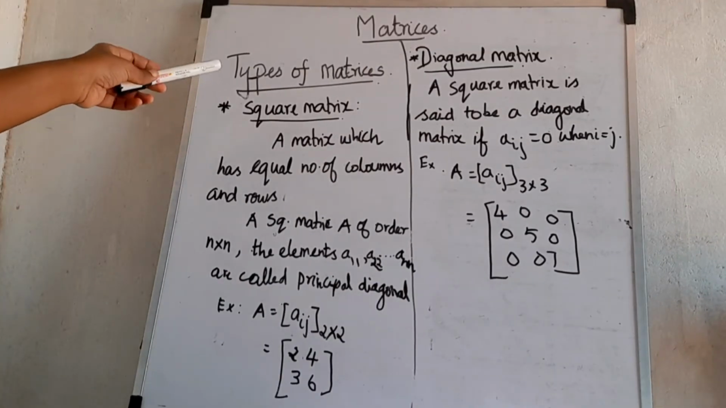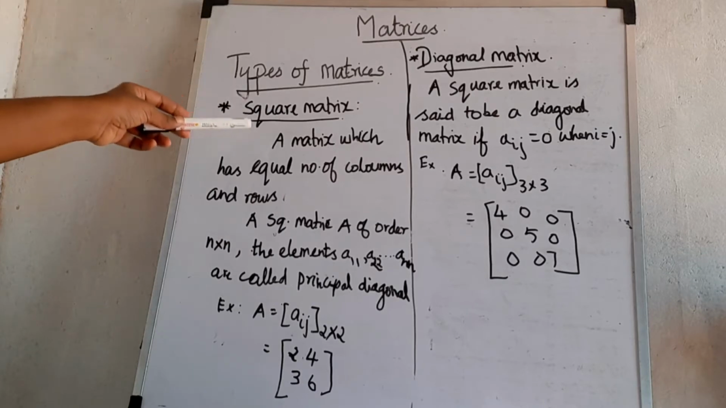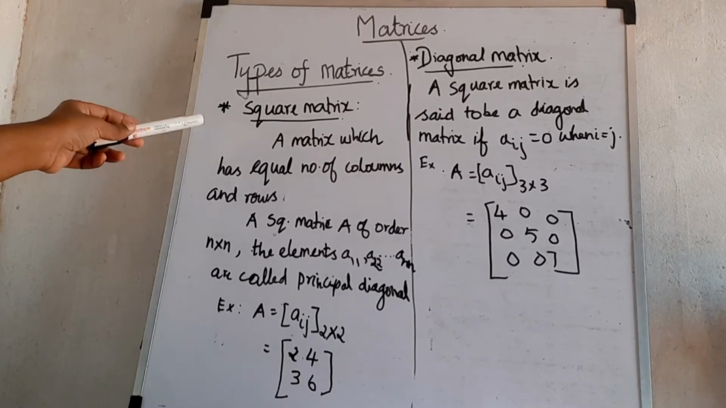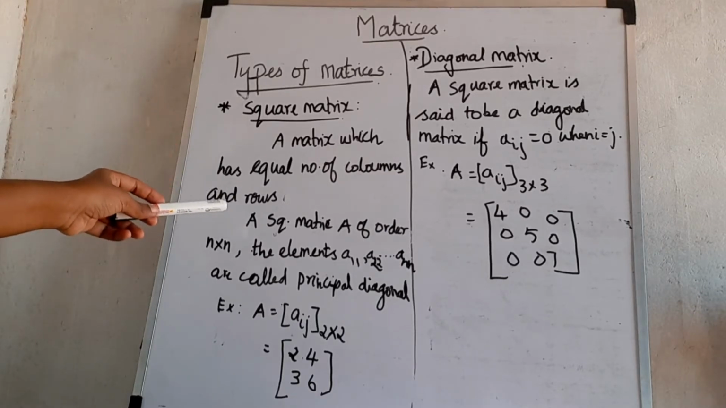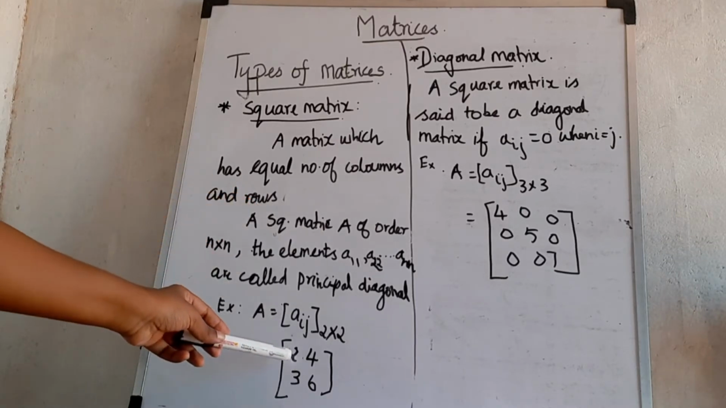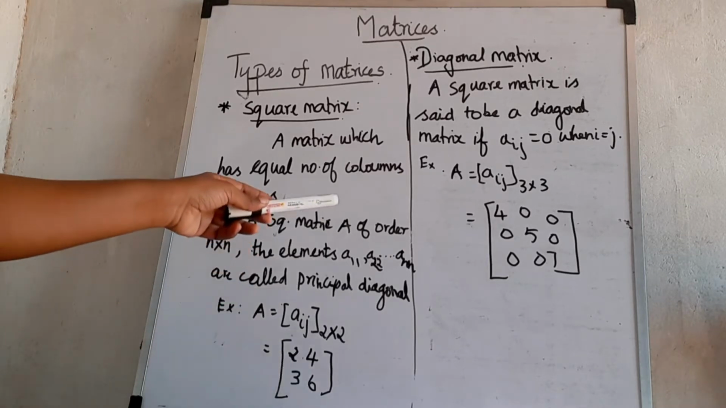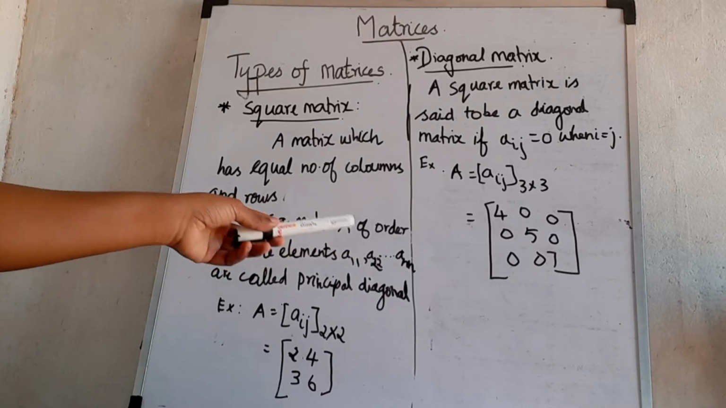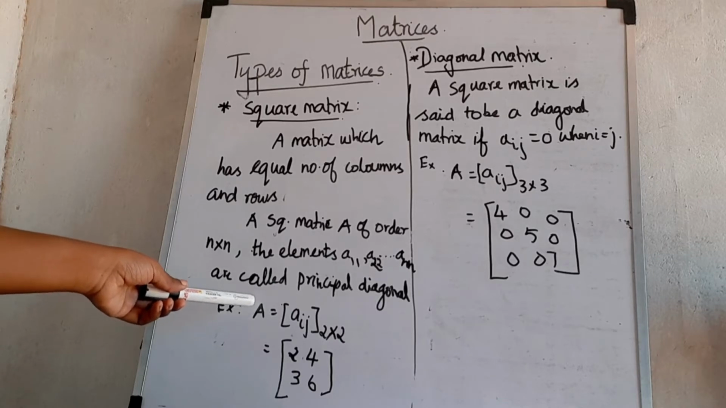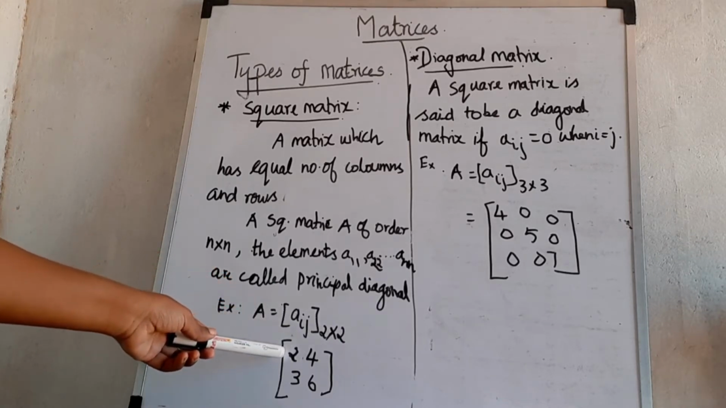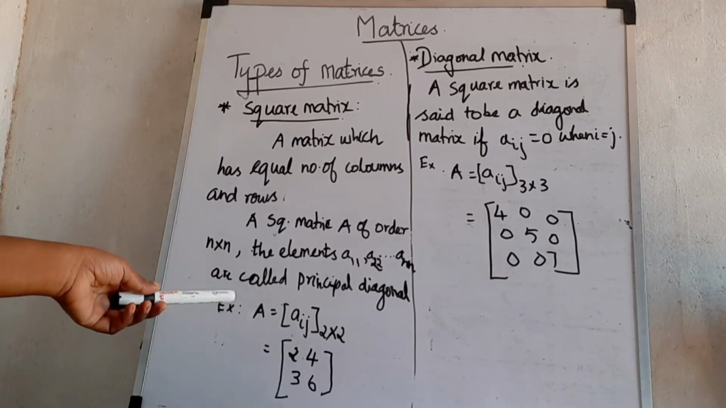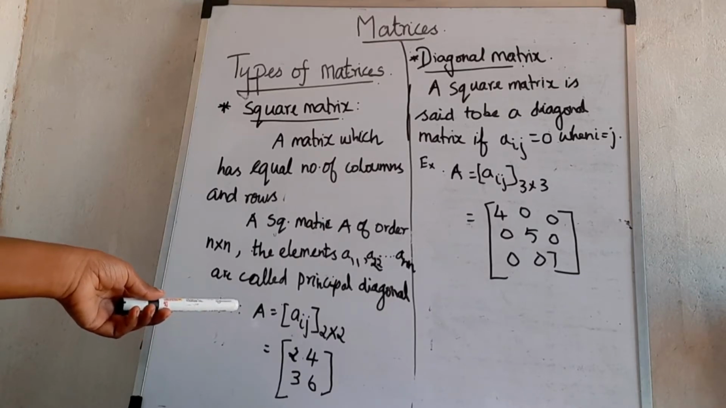Coming to the next one, the square matrix. A matrix which has an equal number of rows and columns. There is another description: for a square matrix A of order n × n, the elements a11, a22 and so on are called the principal diagonal. This is how a square matrix looks. So A = [aij] 2 × 2: you have 2 rows and 2 columns, so it looks like a square. So we are calling this a square matrix.